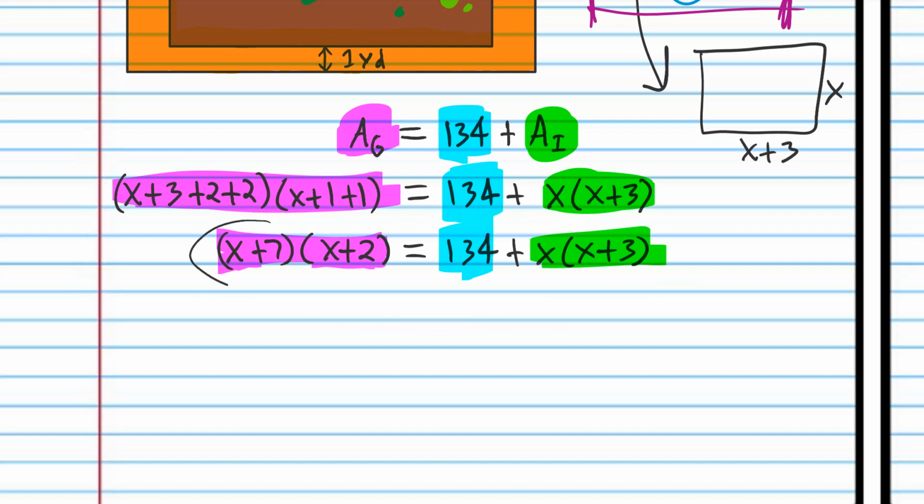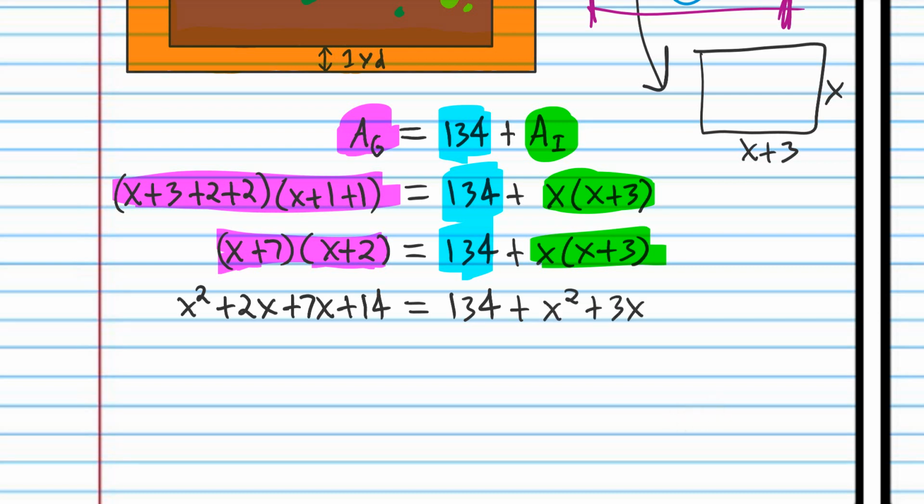So we're going to have to use FOIL here. Remember FOIL? We're multiplying two binomials. So x times x is x squared. That's F of FOIL. And then O of FOIL is x times 2 is 2x. And then I of FOIL is 7 times x is 7x. And L of FOIL is 7 times 2 is 14. So we expanded that purple part. And now x times x is x squared. X times 3 is 3x. So we expanded all those expressions.